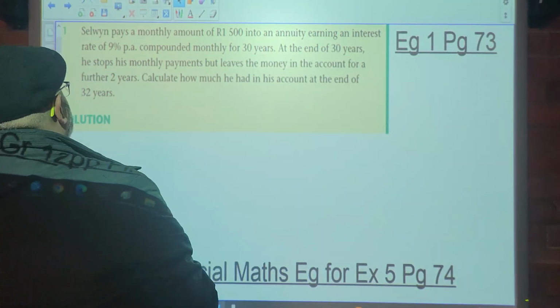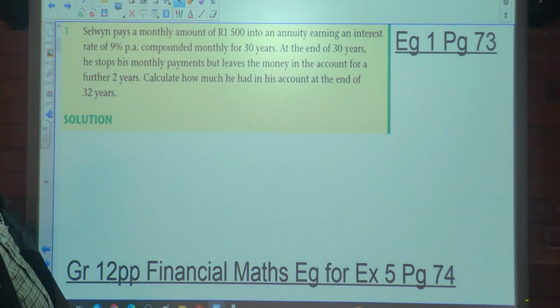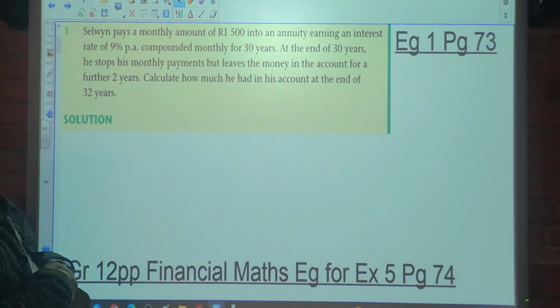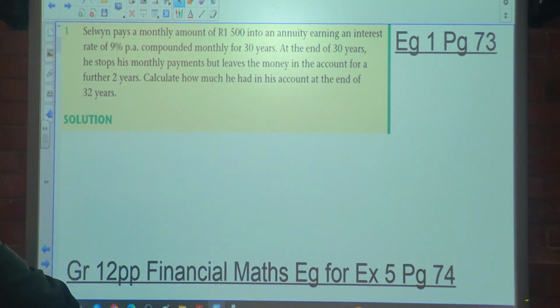Someone pays a monthly amount of 1,500 rand into an annuity, earning an interest rate of 9% per annum compounded monthly for 30 years. At the end of 30 years, he stops his monthly payments but leaves the money in the account for a further 2 years. Calculate how much he had in his account at the end of 32 years.